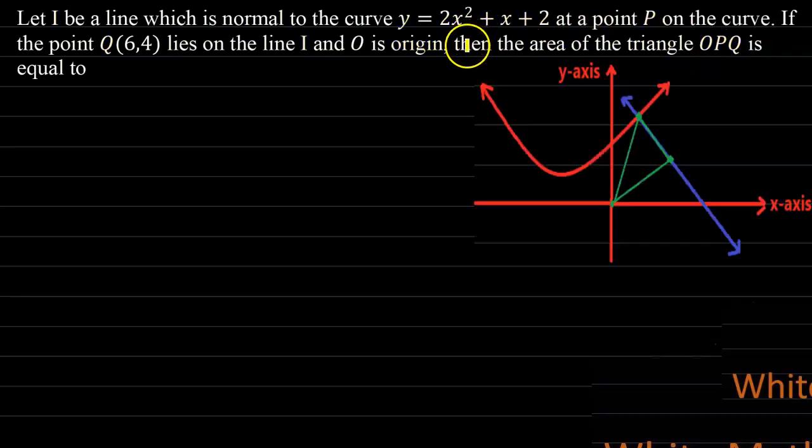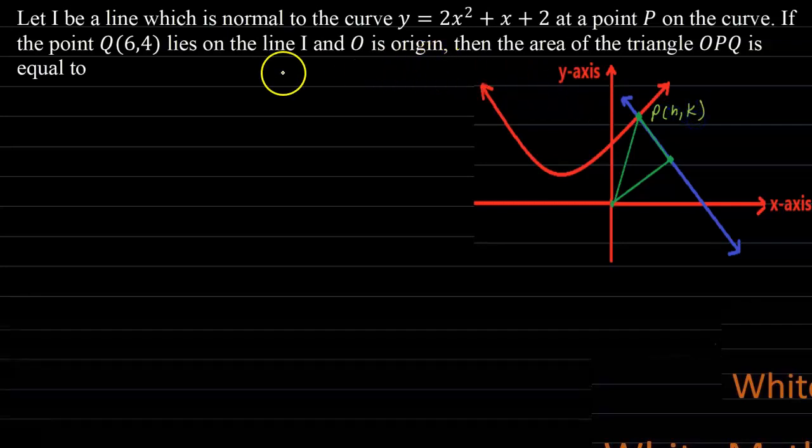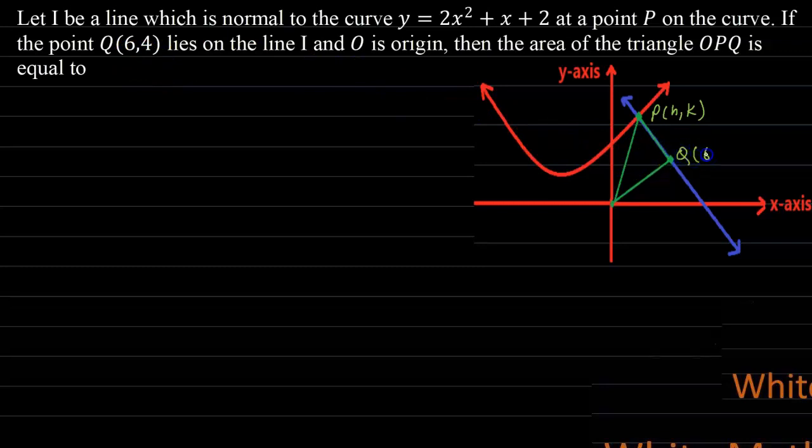So the graph of this problem is this. In this graph, the equation of the curve represents a parabola and P is a point whose coordinates are, suppose, (h, k), and point Q is given. So this is point Q whose coordinates are (6, 4) and O is the origin whose coordinates are always (0, 0). So we have to find the area of this triangle OPQ.